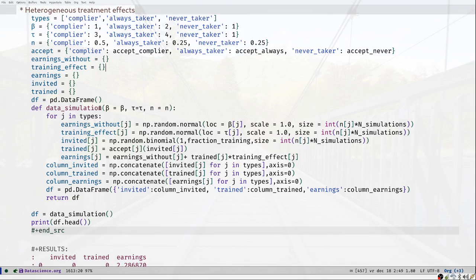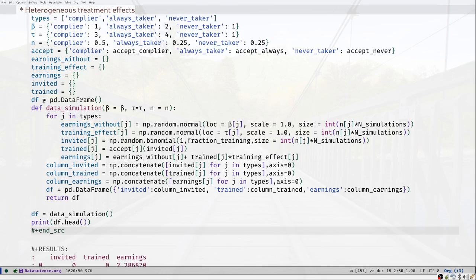So what does this function do? This function loops over the different types. When we start, the first type is going to be complier. So first we run through this code with j equal to complier. Then we calculate the earnings without training for compliers, and that's going to be drawn from a random normal distribution, where the mu of this distribution is going to be beta complier, and beta complier, that's a dictionary, is going to be equal to 1.